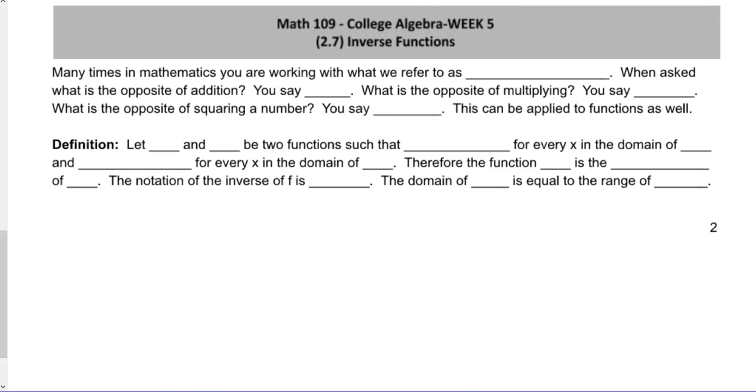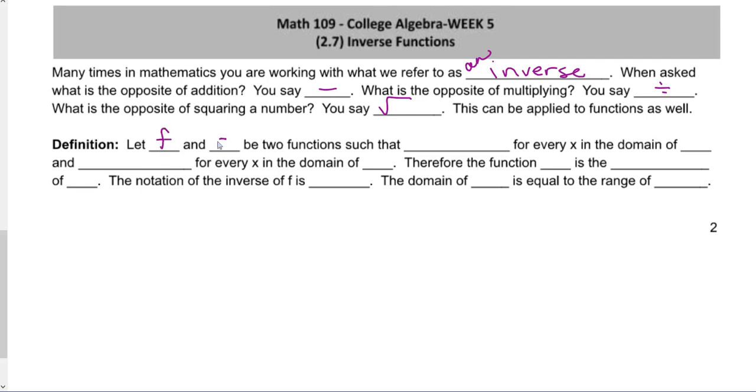How do I undo a square? Then we have to square root, okay? So many times in mathematics you are working with what we refer to as an inverse. When asked what is the opposite of addition, you say subtraction. What is the opposite of multiplication? You say division. What is the opposite of squaring a number? I just went over that. It is the square root, okay? So this is going to be applied to functions as well. So here's our little definition.